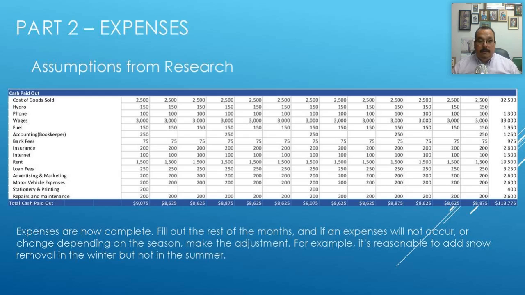Fill out the rest of the months, and if an expense will not occur or changes depending on the season, make the adjustment. For example, it's reasonable to add snow removal in the winter, but not in the summer. And you could add that to, for example, your rent. Your rent may go up in December, January, and February by $100 or $200. And if you know that, put it in. Don't be shy. The best way to communicate is to put all the information on the table.